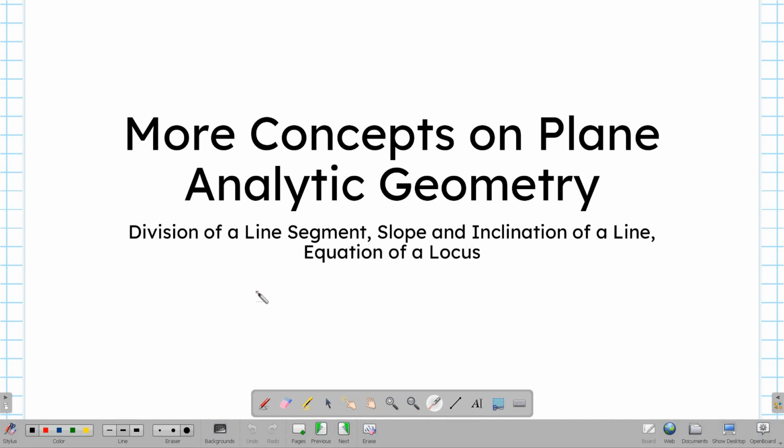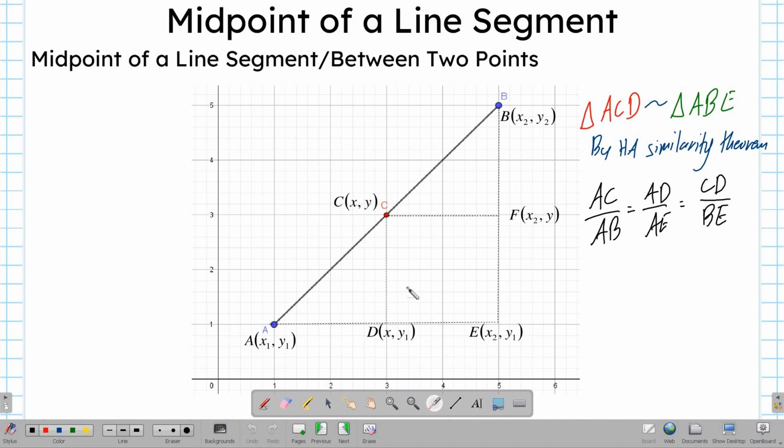Now let's look into more concepts on plane analytic geometry. Last time we talked about the midpoint of a line segment, or the midpoint between two points, where your midpoint is exactly in between. That point, however, doesn't have to be exactly in between. It might not necessarily be the midpoint. We can move it over to the other side.